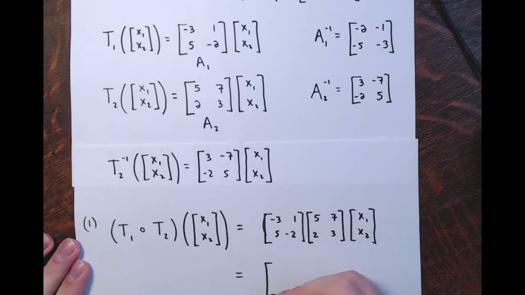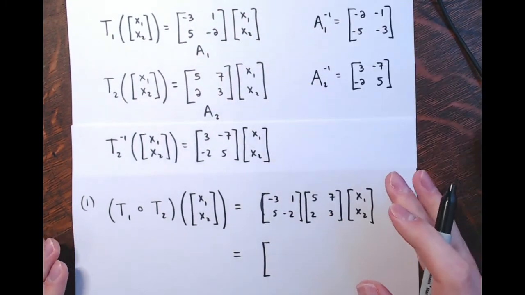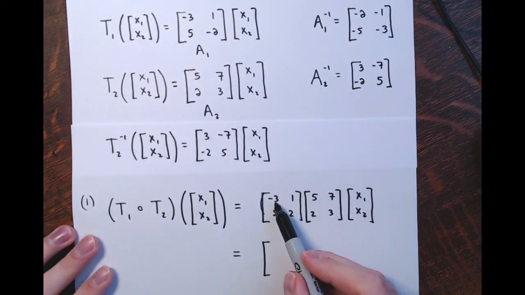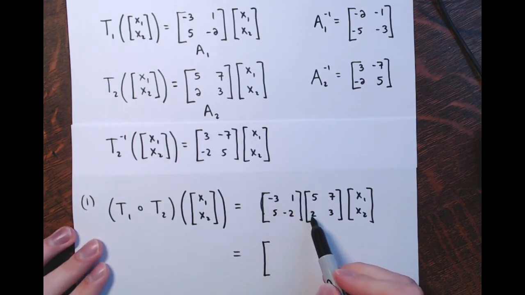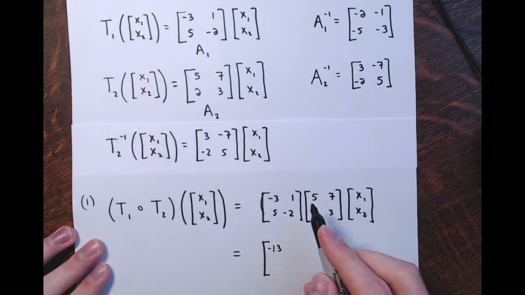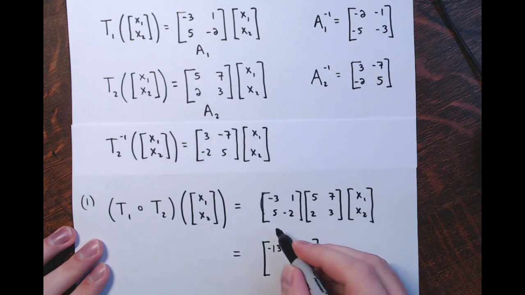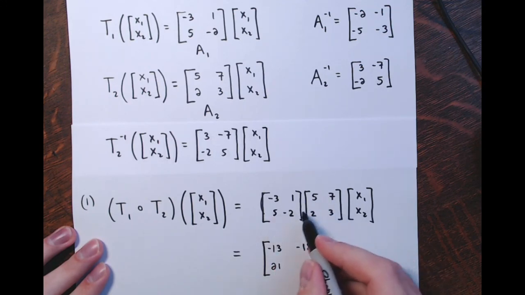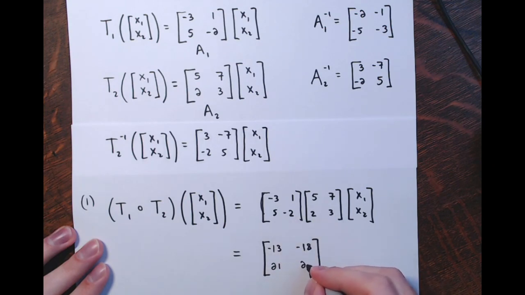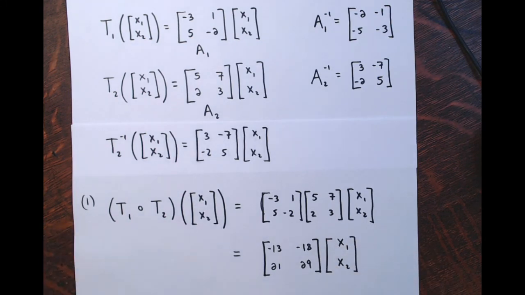So when I multiply these 2 by 2 matrices, I get the following. Again, you can use a calculator if you want, but it's only 2 by 2, so they're not bad. So negative 15 plus 2, and negative 21 plus 3, and then 25 minus 4, and 35 minus 6.